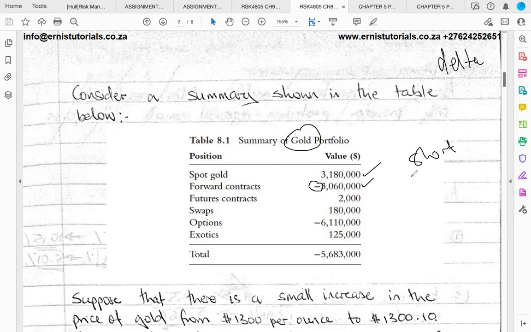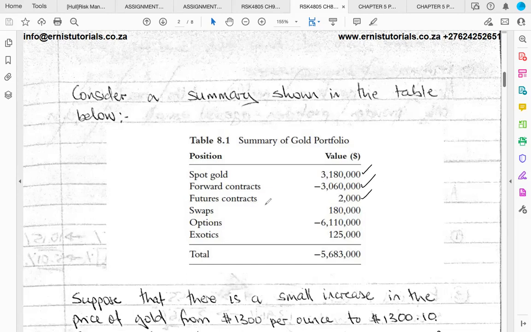It means that you've entered into a contract whereby you've agreed to sell gold worth 3,060,000 to someone after a certain amount of time. So the negative means you've agreed to actually sell gold at a certain point in time to the value of 3,060,000. You currently own gold worth this amount, but you've also entered into a forward contract where you've agreed to sell gold at a certain point in the future for this particular amount of money. So this is your portfolio.